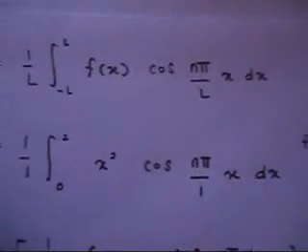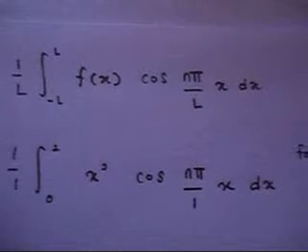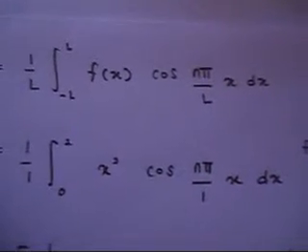This is the formula of an. An is equal to 1 over L, integration from negative L to L, f(x) cos n pi over L x dx. After we insert the value of L, the limits of integration, and the value of f(x), the equation will be like this. To integrate x squared cos n pi over L x dx, we use a formula. The formula is like this.